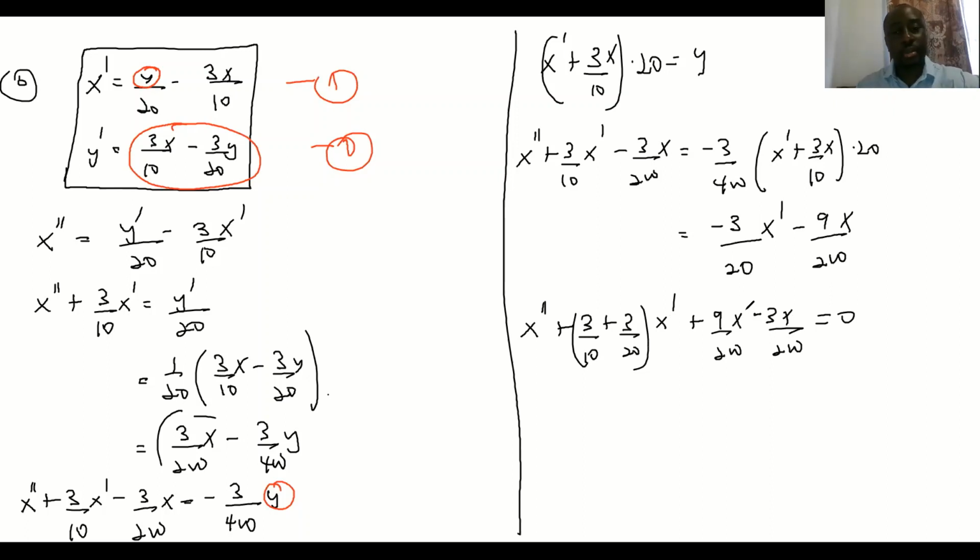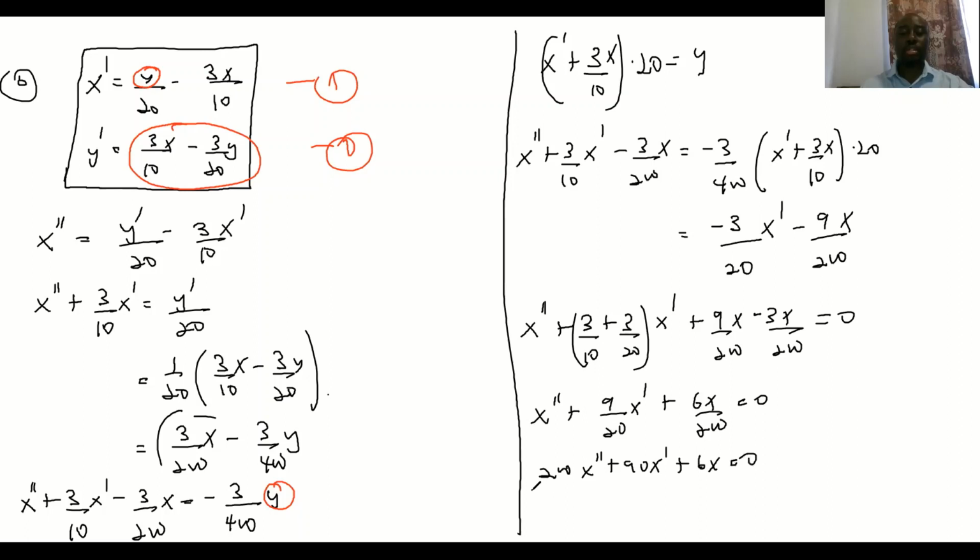And if we simplify that, we have x double prime plus 9 over 20 x prime plus 6x over 200 is equal to 0. If I multiply through by 200, I have 200x double prime plus 90x prime plus 6x is equal to 0. And that is a second order linear homogeneous differential equation in terms of x, which I can solve, right? Because we have tons of experience dealing with this. So let's go ahead and solve that.